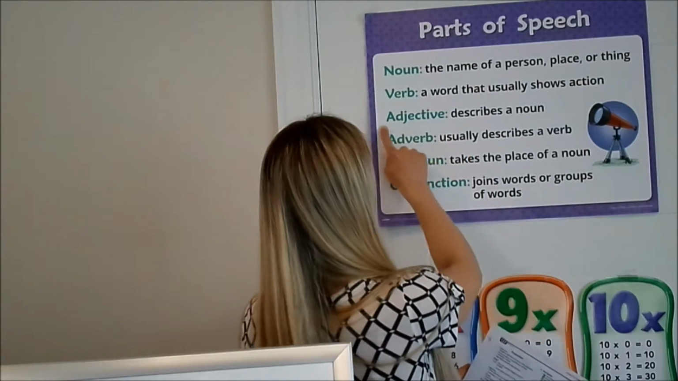Dad was tired last night. Is tired your verb? No. Was is your verb in this sentence. Dad was. It's not dad tired. It's dad was tired last night. Okay. So, what about adjectives?